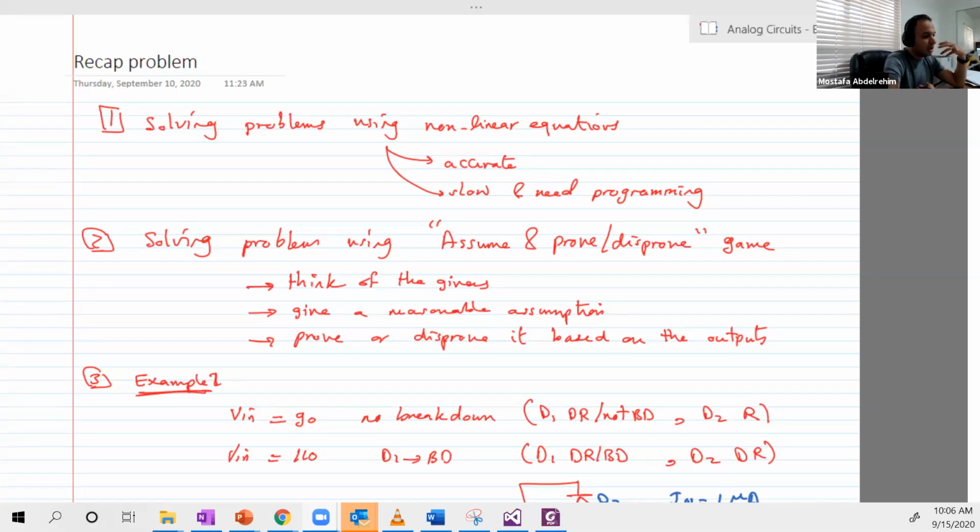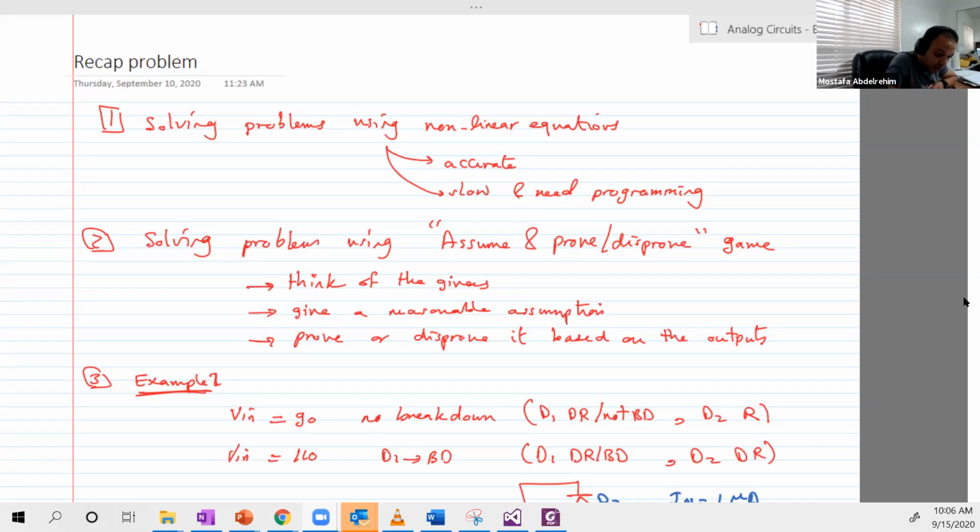For example, if the diode is forward, if the diode is reverse, then based on the givens again, we make some assumption. Then you approve or disapprove it based on the outputs. For example, if you assume that the diode is forward and you find that the current is negative, then your assumption is wrong. Then you should make another assumption. And the opposite is correct. If you assume the diode is reverse and you find that the current is positive, then your assumption is also incorrect, and you should make another assumption. Okay.